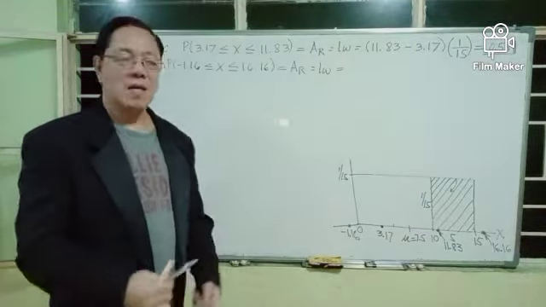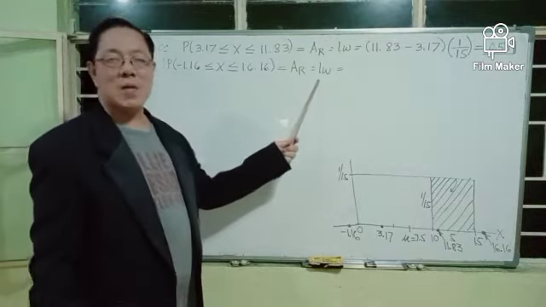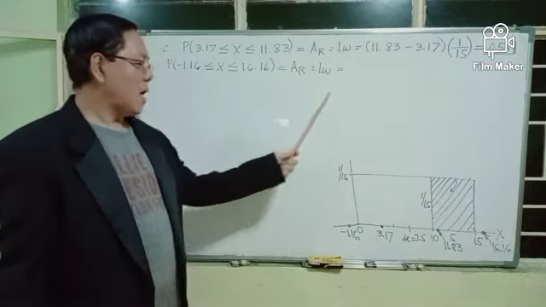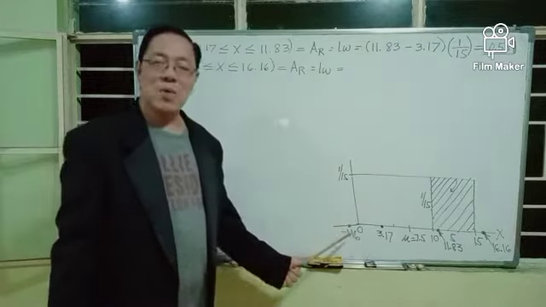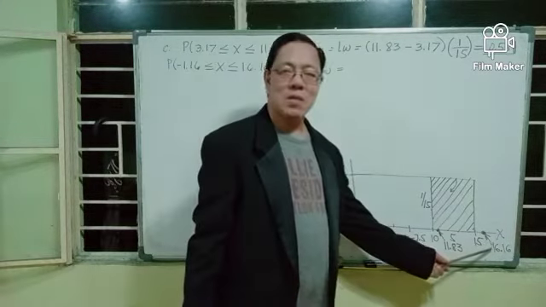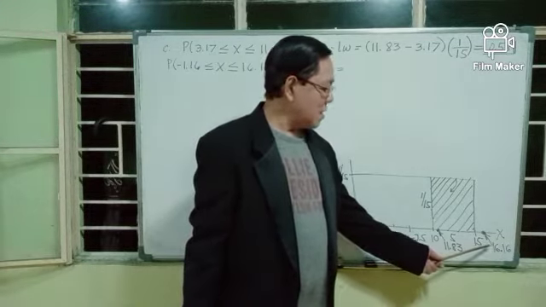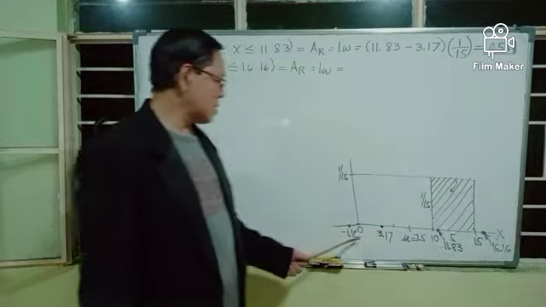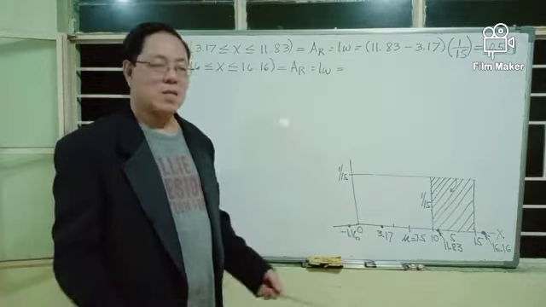The area of the rectangle, as we know, is equal to the length multiplied by the width. And the length of the interval from negative 1.16 to 16.16 is the difference between 16.16 and negative 1.16.